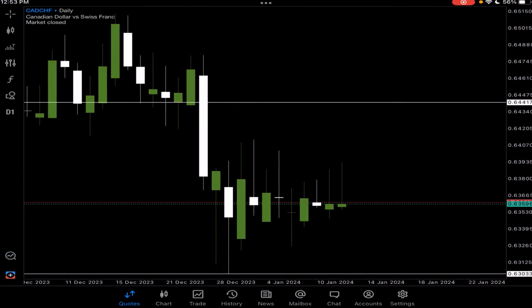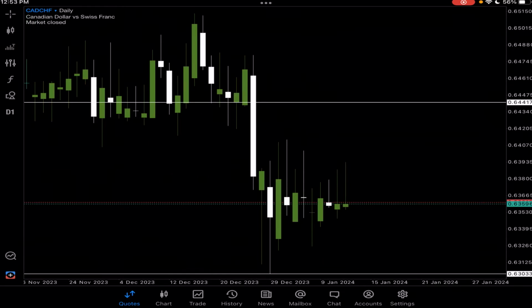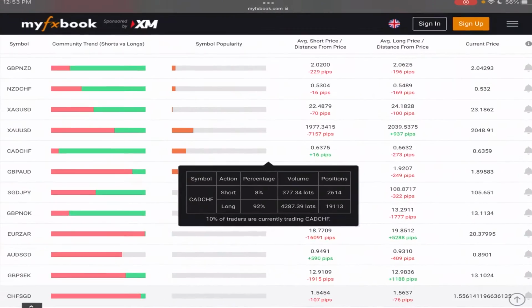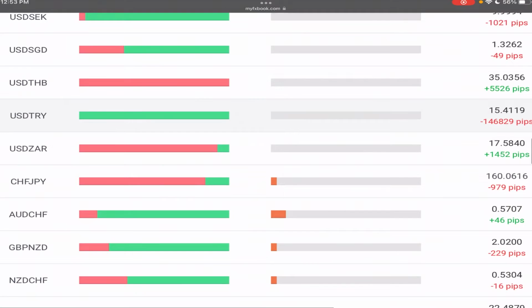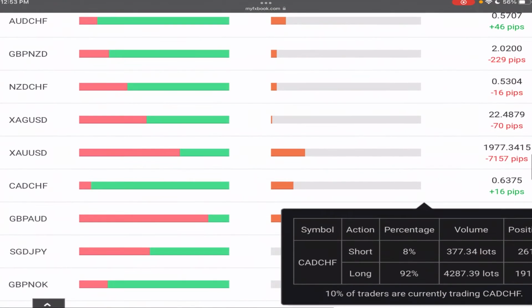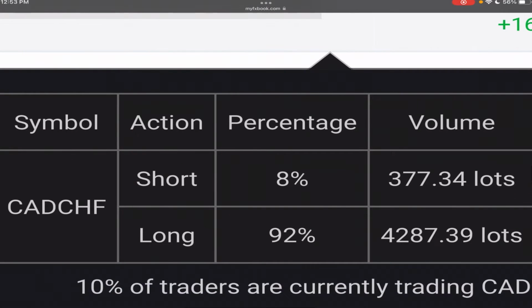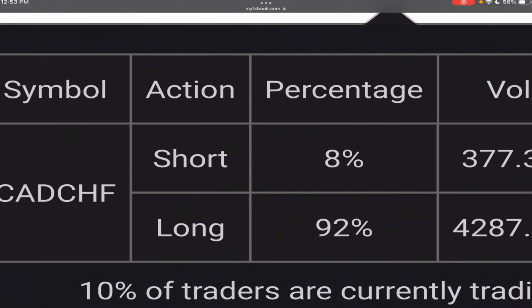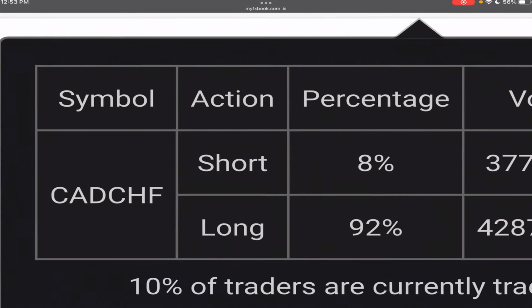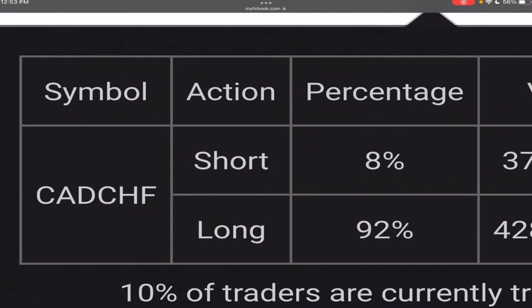So CAD CHF was selling. What do sentiments show us? Sentiments show us that CAD CHF was buying. Why? Because it shows us that 92% of traders were buying. So that means we're supposed to buy as well. So we are doing the opposite of what the sentiments are showing us. But are you going to be doing this every single time? No. Remember, they are reversals.